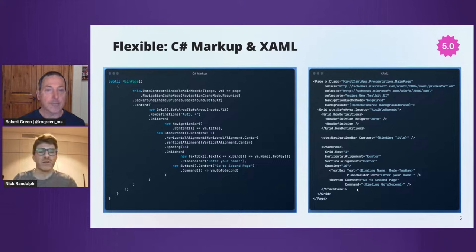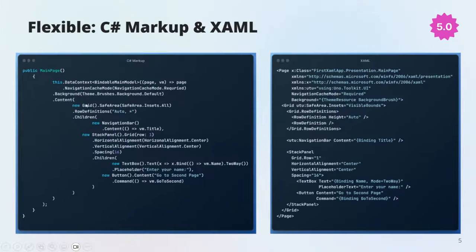But I do find that switching back and forth between XAML and C# markup is relatively straightforward, because as you can see in this example, they're relatively similar in structure. So for example, if we go through here, we can see that this page is basically made up of a grid. It's got a couple of rows that are defined. We go down, we've got a navigation bar, a stack panel, text box, and a button. So you can actually make out similar elements in each of them.